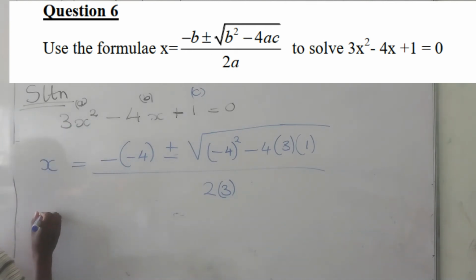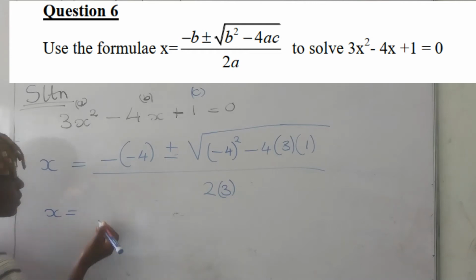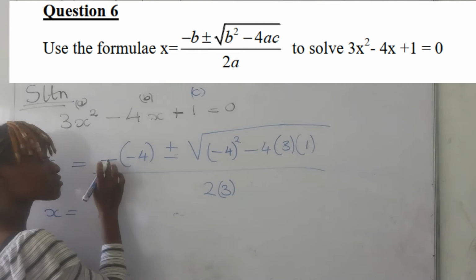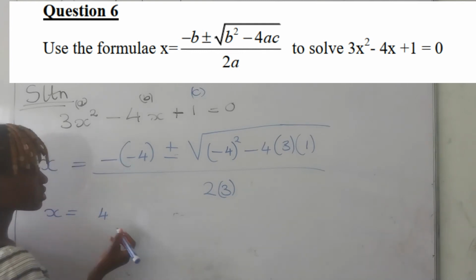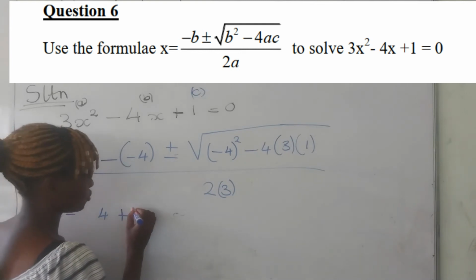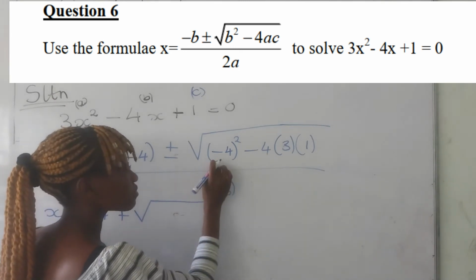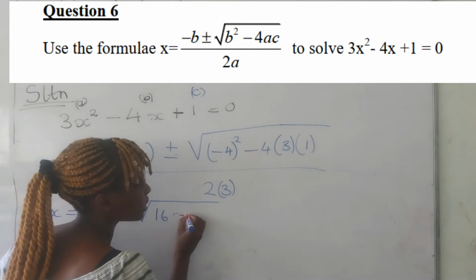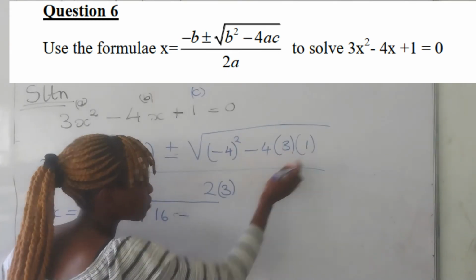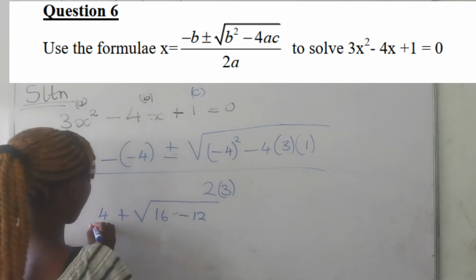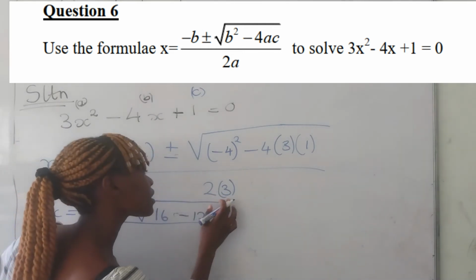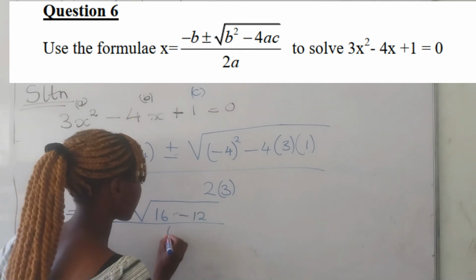So it's going to be x. For the first part, if we simplify this part, it's going to be plus 4, a positive, minus, you get a positive, plus 12. If I simplify this, which is in bracket, I'm going to get 16 minus 4 times 3, 12, 1 minus 12, all over 2 by 3, 6.